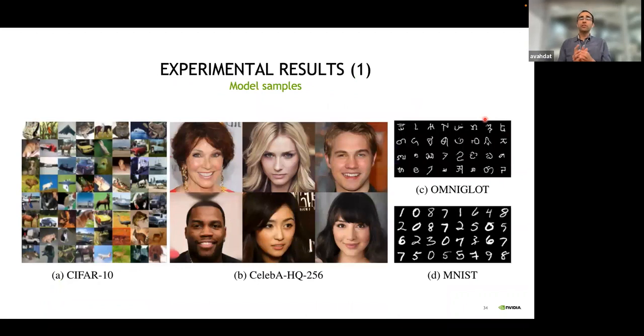So these are some of the results that we got with the latent score-based generative model, or latent diffusion model, on these four data sets: CIFAR-10, CelebA-HQ, MNIST, and Omniglot.